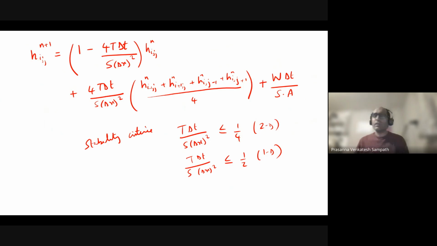Right, if you look at that system, what that will tell you is, if this number is less than 1 by 4, then this term will be positive, right? If it is more than 1 by 4, then I'll get 1 minus some term that is greater than 1. Therefore, this term will become negative, right? And that creates some kind of a problem.